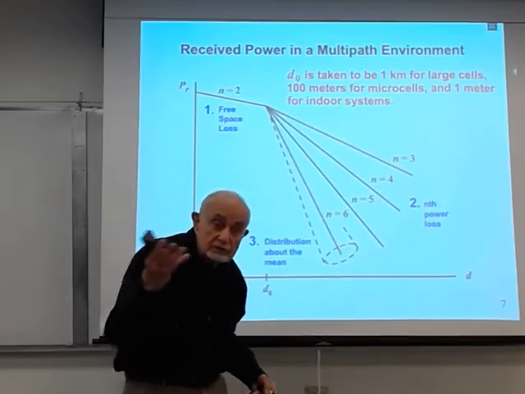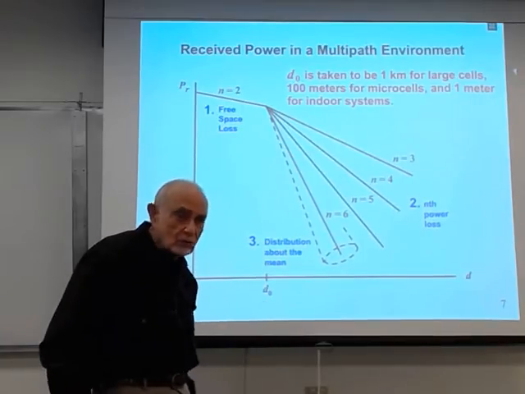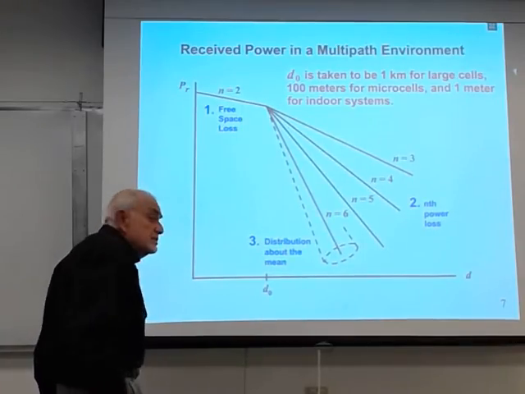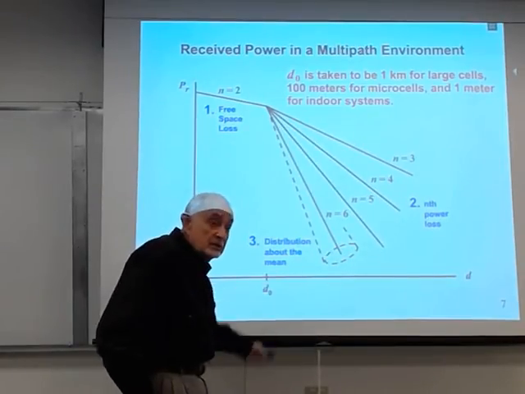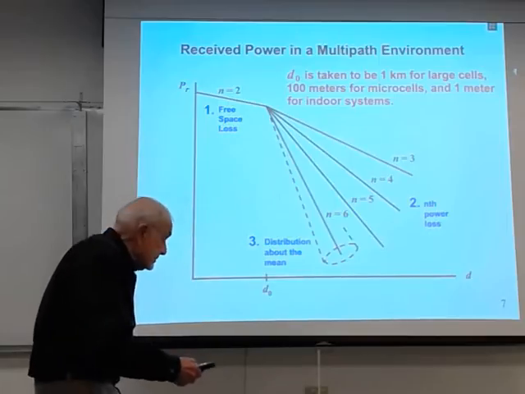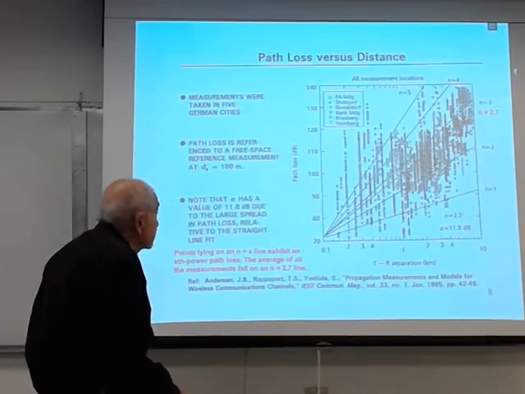You don't know what your environment is exactly. People usually start with the n equal 4th power law until they know better. And then there's the distribution about the mean, which we said is a Gaussian distribution, and that's a log normal, when collected in decibels.